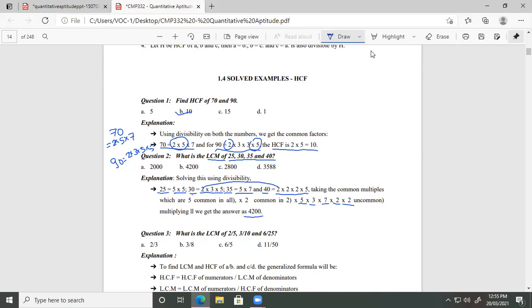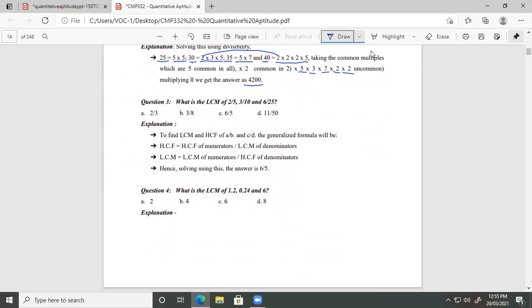Next, what is the LCM of 2 by 5, 3 by 10 and 6 by 25? To find the LCM and HCF of A by B and C by D, the generalized formula is the LCM of the numerators divided by the HCF of the denominators. So by solving this, the answer we get is 6 by 5. That is option C.